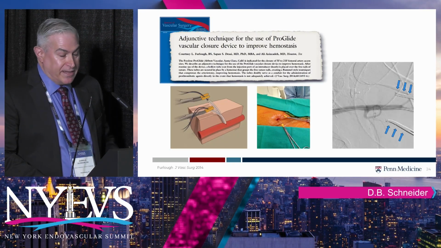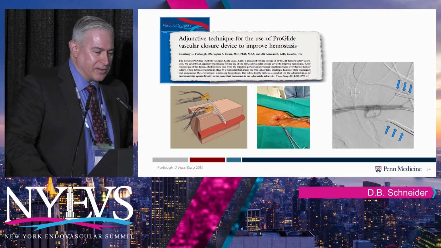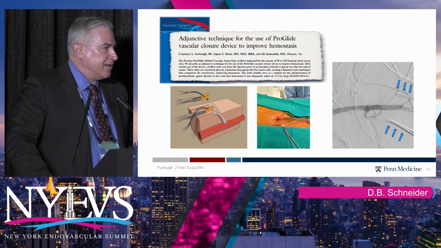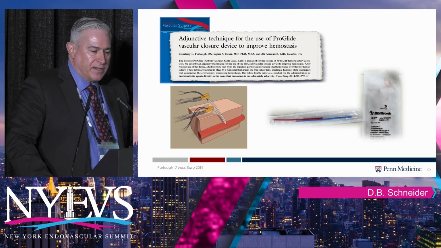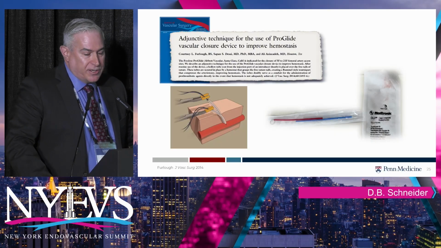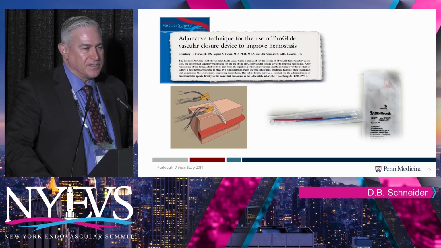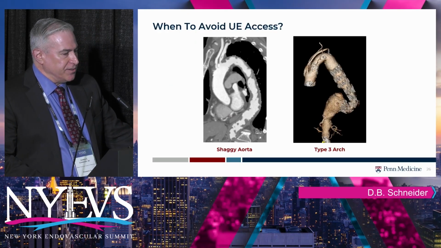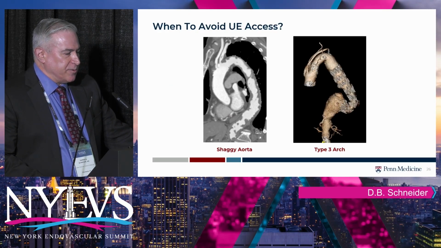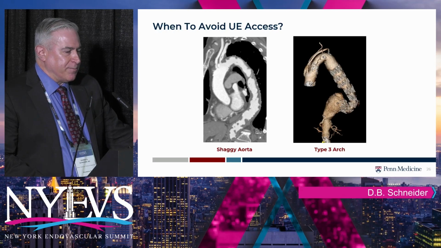So there you can see in that last picture I showed you, there are the little clamps on the Ramel tourniquets that we're also using to aid with the hemostasis. We actually use these pediatric Ramel tourniquets that work very easily, and then we don't have to cut the side arms off of sheaths. Certainly there are cases when you absolutely want to avoid upper extremity access.